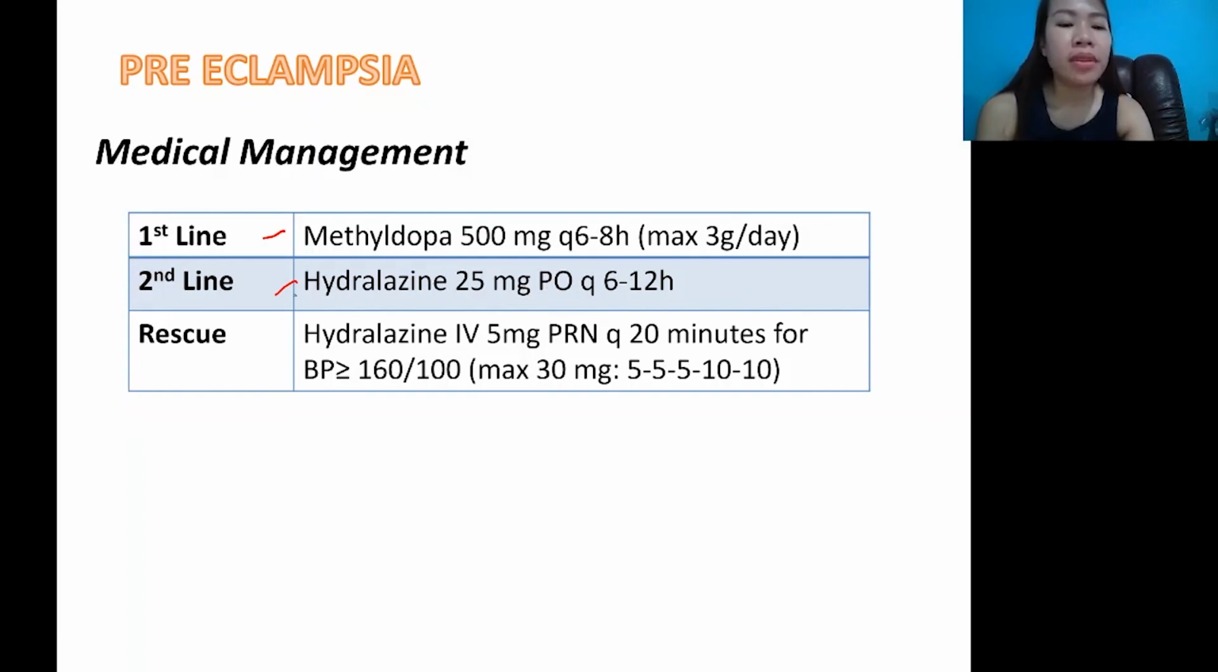Pag hindi pa rin bumababa ang BP ng mother despite giving methyldopa and hydralazine, we give them a rescue dose of hydralazine intravenous sa suero na natin ibibigay. 5 mg PRN or as needed every 20 minutes for a blood pressure greater than 160/100 with maximum dose of 30 mg. So, 5 muna, no? 5 mg muna. After 20 minutes, bigyan mo ulit ng another 5 mg kung mataas pa rin ang BP. After 20 minutes, 160/100 pa din, 5 mg. After 20 minutes, 10 mg and then 10 mg. A total of 30 mg.